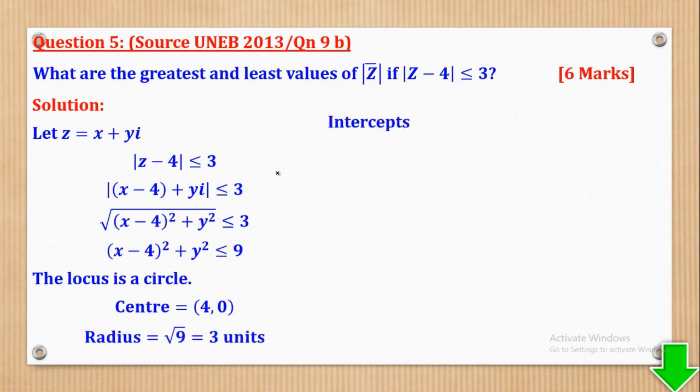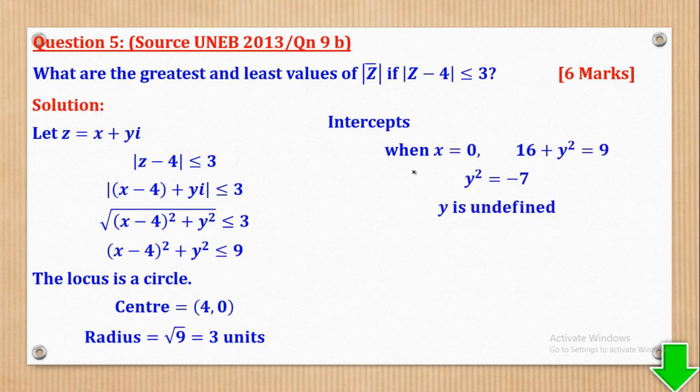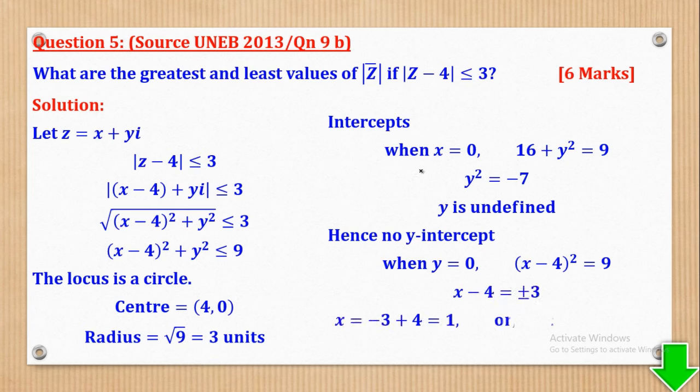But we need the center and we're interested in the center and the intercept. So intercept, when x is 0, we shall come up with the value of y as undefined. Therefore no y-intercept. And when y is 0, we shall come up with the value of x as 1 or 7. Therefore the intercepts are these ones. Okay, we have got the intercepts, we have got the center. We also need to know the unwanted region.